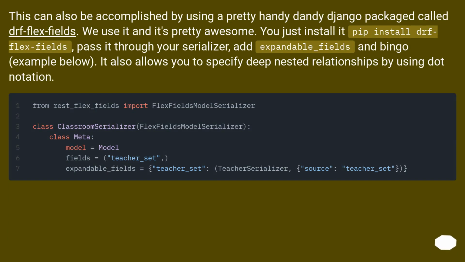This can also be accomplished by using a pretty handy-dandy Django package called drf-flex-fields. We use it and it's pretty awesome. You just install it with pip install drf-flex-fields, pass it through your serializer, add expandable_fields and bingo, example below. It also allows you to specify deep nested relationships by using dot notation.